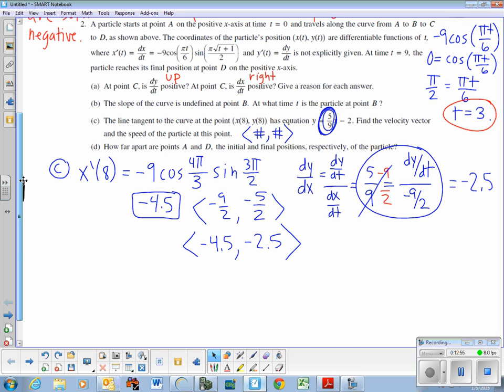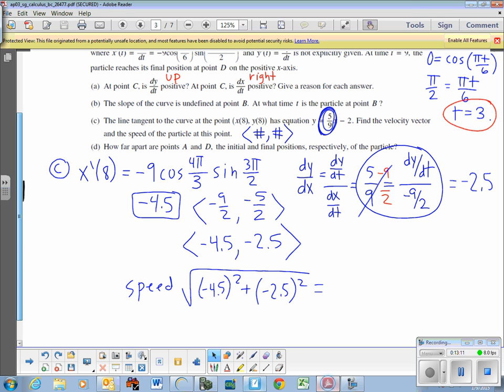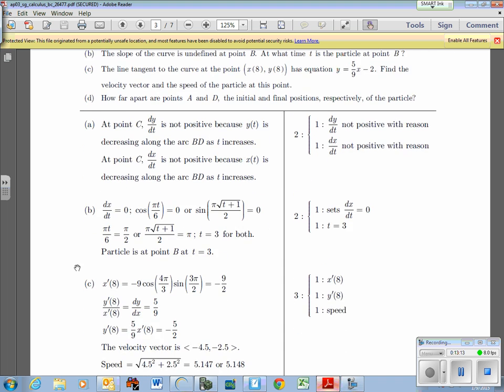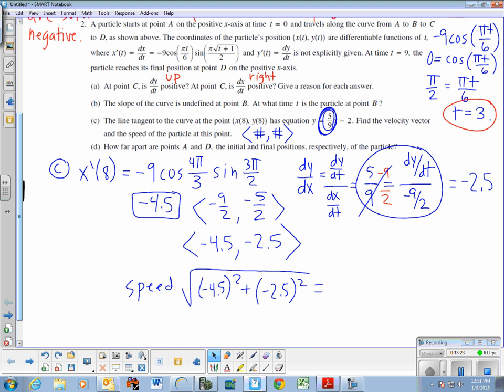All right, so now for the speed. The speed is just the two parts of the velocity vector squared, added together, and square rooted. All right, Pythagorean theorem. For the sake of time, I'm going to cheat on that one. There's my -9/2. There's my -5/2. Square those, add them, square root, and you get 5.147 or 5.148, 3 decimal places. Okay, so there we go, part C.